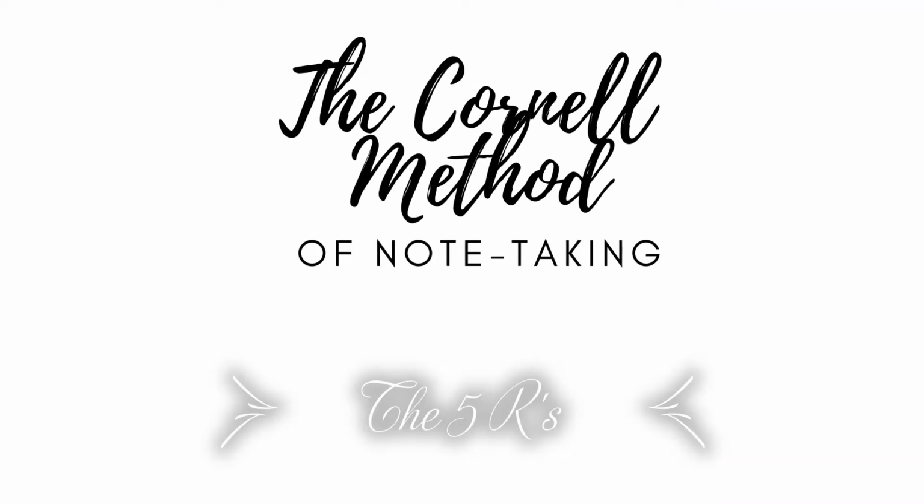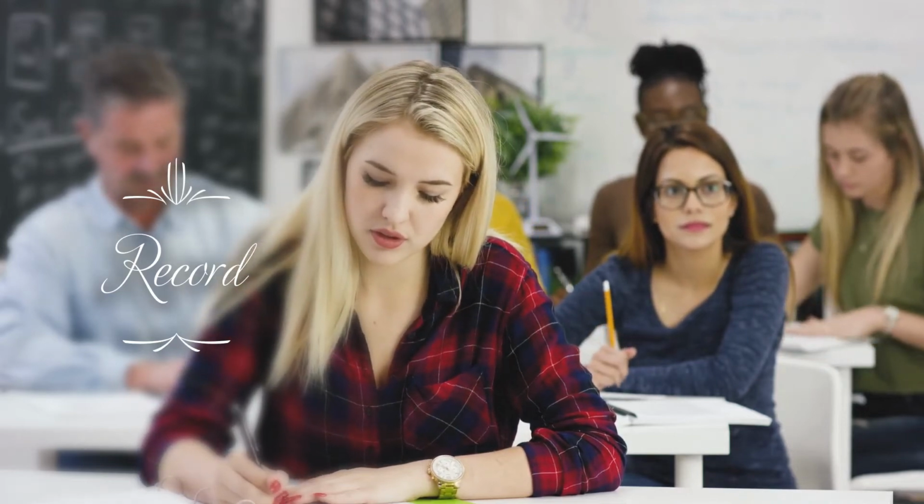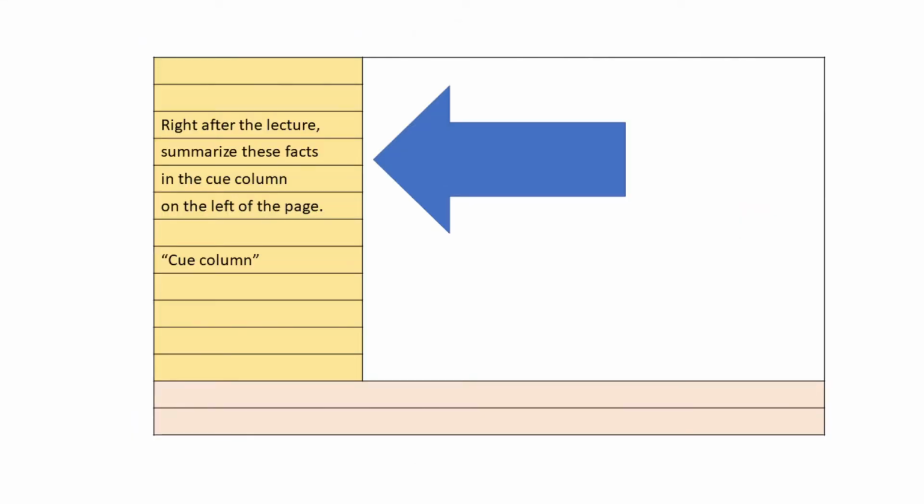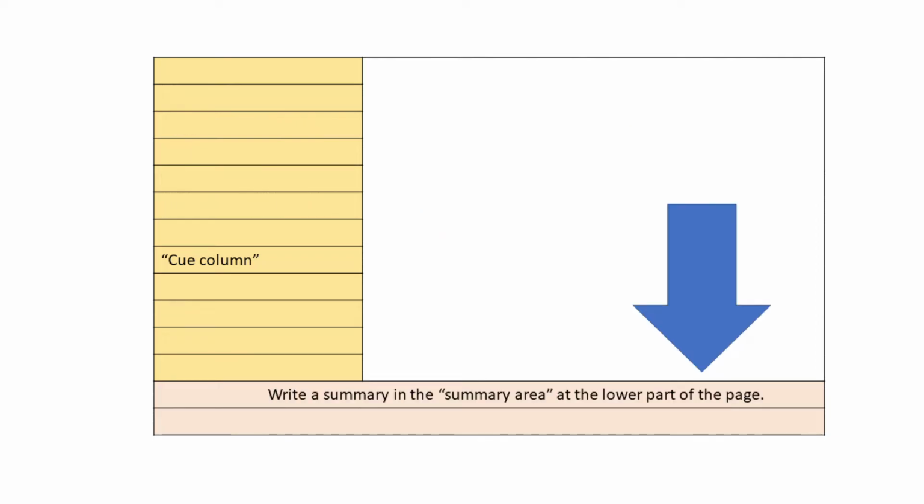The 5 R's of Cornell note-taking are the following. 1. Record. During the lecture, write as many meaningful notes as you can. 2. Reduce. Right after the lecture, summarize these facts in the Q column on the left of the page and write a summary in the summary area at the lower part of the page.